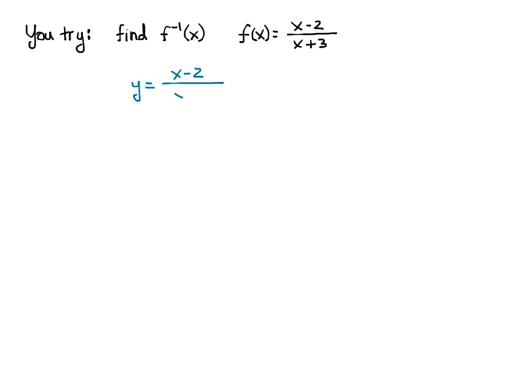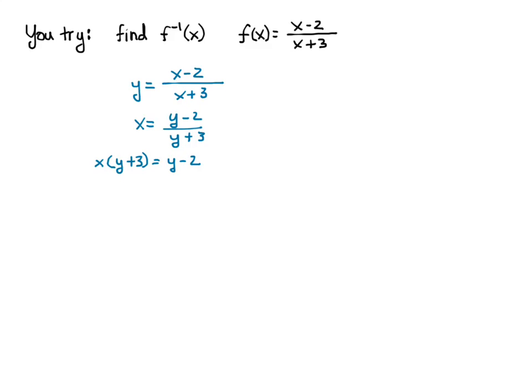Okay, so first thing is we write it as y equals (x minus 2) over (x plus 3), and then we swap our x's and y's. And so here we have two instances of y because we had two instances of x before. Now what we want to do is solve for y. And so the first thing we do is we multiply both sides by y plus 3.